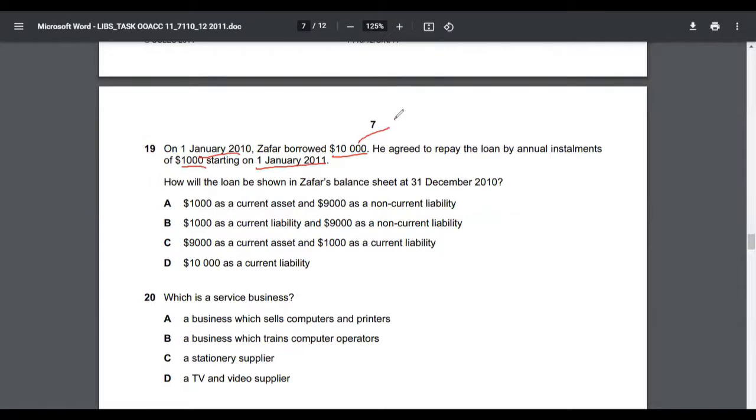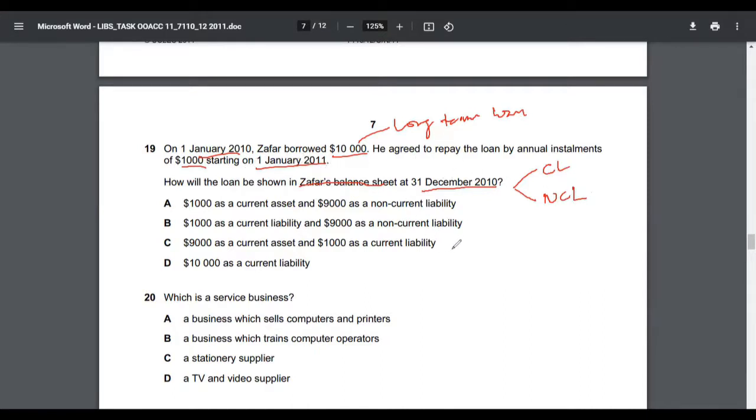So it's a long-term loan. How will the loan be shown in Zephyr's balance sheet at 31st December 2010? In this question, you need to separate out the current liability and the non-current liability component. This $1,000 is due within a year.